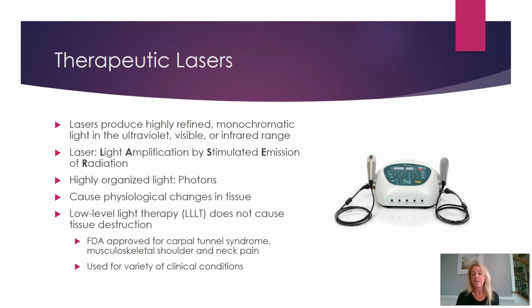Monochromatic means it's all the same color. So a laser is typically one or two colors that we see therapeutically. Red or blue are usually the ones that we see, and it's all the same color. And again, it can be in the ultraviolet, visible, or infrared range. This was something I learned when we added this chapter into the book, that laser is actually an acronym. It stands for Light Amplification by Stimulated Emission of Radiation. So that's where the term laser came from.